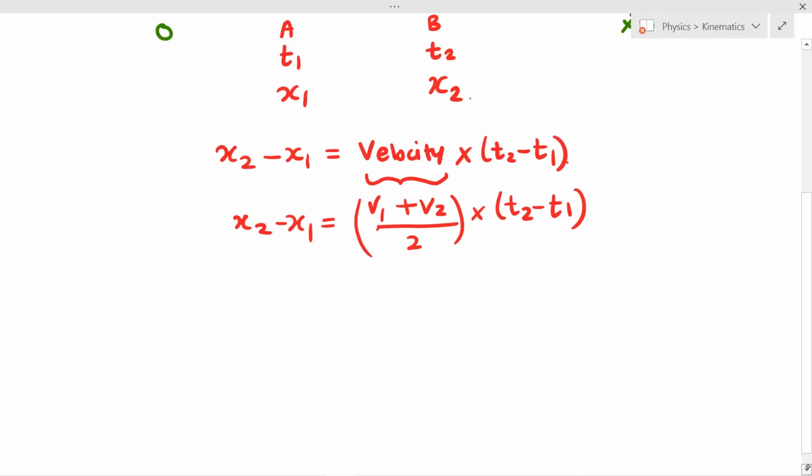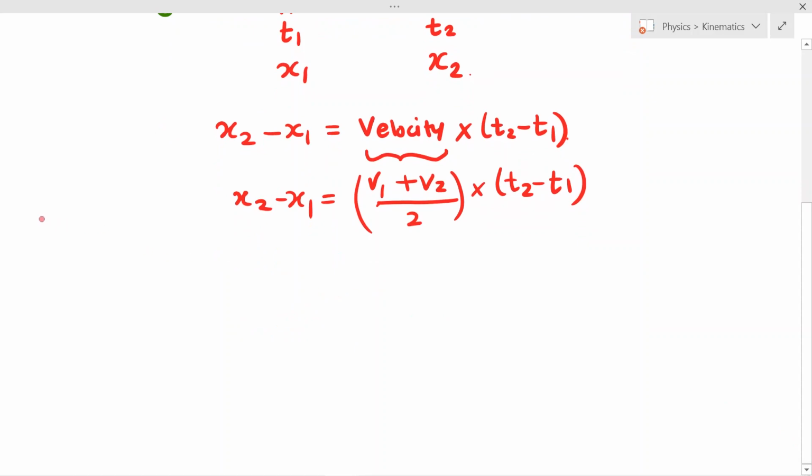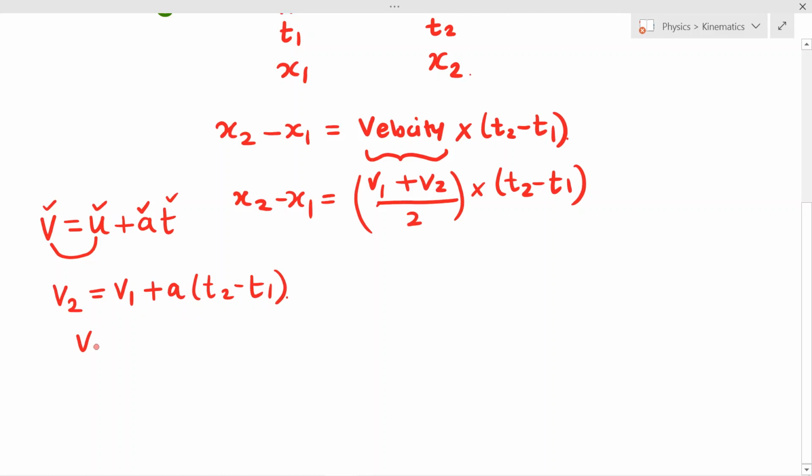Now in the previous to previous video we have seen v is equal to u plus at, where v is the final velocity, u is the initial velocity, a is acceleration and t is the time interval taken to reach from velocity u to velocity v. Now I want to substitute for this. Let's say v2 is my final velocity, v1 is initial, so v2 equals v1 plus acceleration into t2 minus t1. Now I will substitute t2 minus t1 by v2 minus v1 upon a. I can substitute over here.